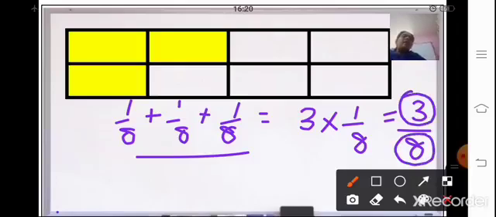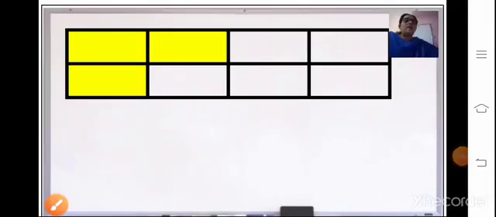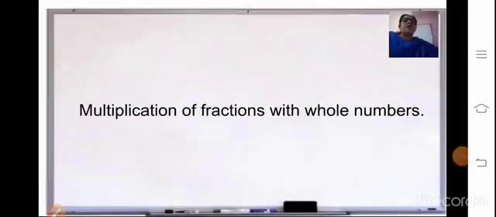That means this 3 is a whole number, you multiply it with the numerator, that is whole number multiplied by the numerator upon the denominator will give you the answer. Thus 3/8 is the fraction for the shaded part. So now let us start with our exercise sums. That is, let us start with multiplication of fractions with whole numbers.